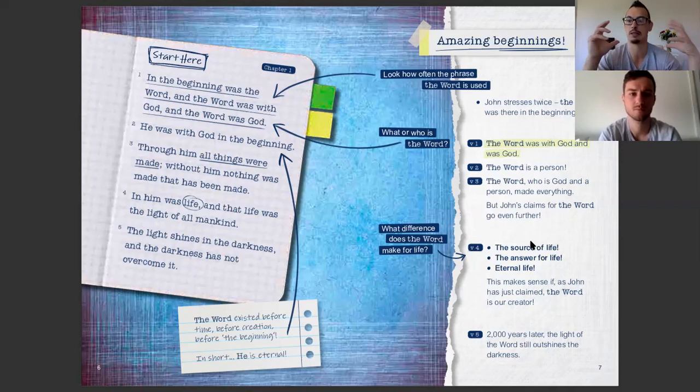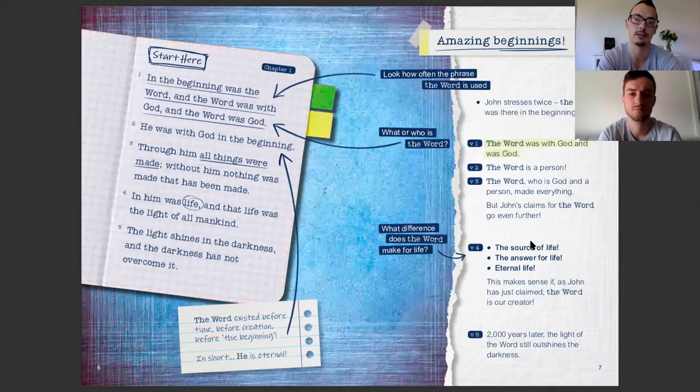These are big, massive claims about the Word, but John's claims go even further. In that fourth sentence, we're looking at what difference the Word makes for life. We see he's the source of life, the answer for life, and indeed eternal life. This makes sense if, as John has claimed, the Word is our creator. What we're finding out here is a little bit like the instruction manual in your car glove compartment, the maker's instruction, revealing how everything is meant to work in its right way.